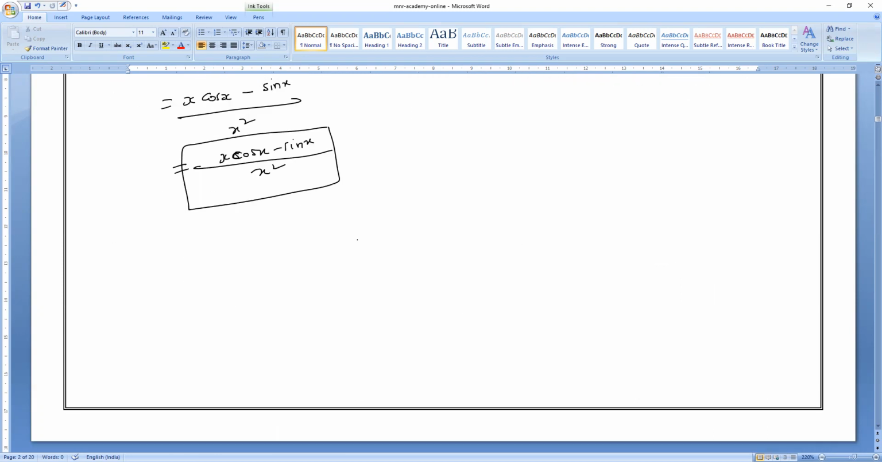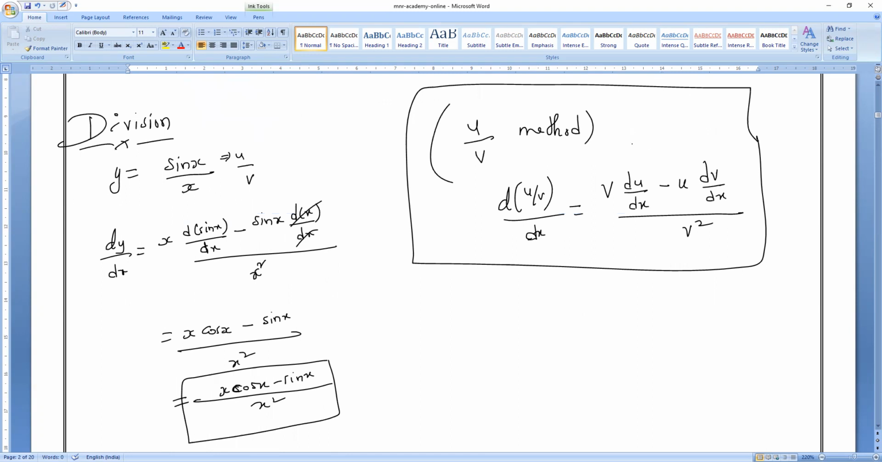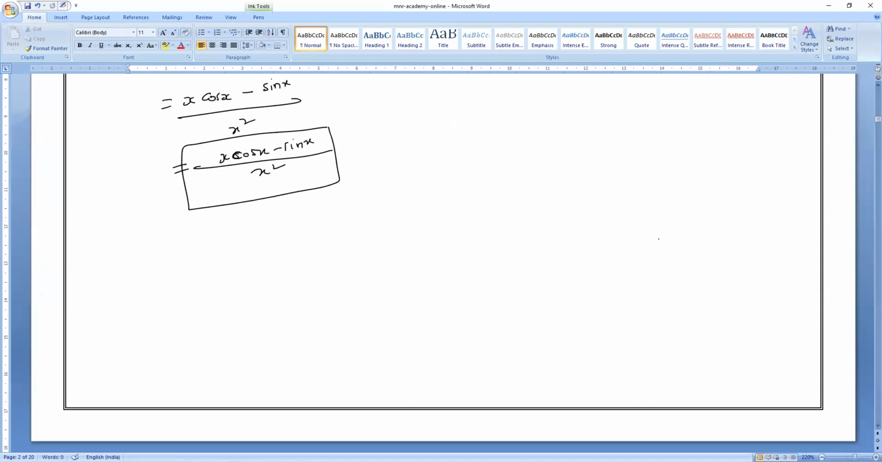Next, second one. Differentiation, what is the method? U by V method. What is the formula, everybody? V into du by dx minus U into dv by dx, divided by V square. So learn the U V method and U by V method, very important.